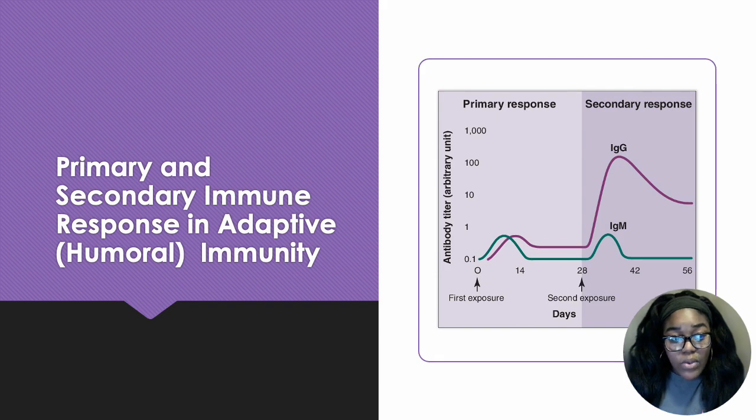So again, when you have primary adaptive immune responses, IgM is involved. It's that initial surveillance to look at what the pathogen is. And then we have that IgG response, where it's a more aggressive and greater response to what that specific pathogen is.